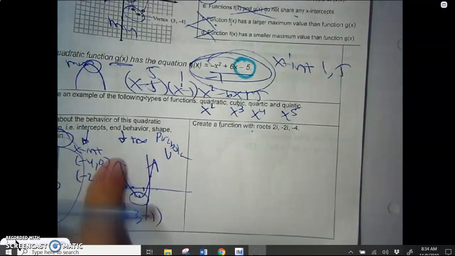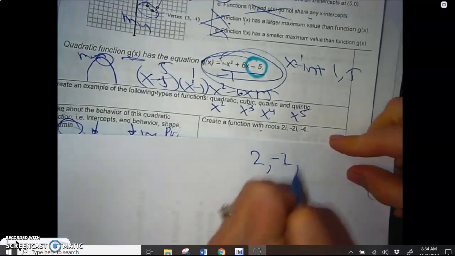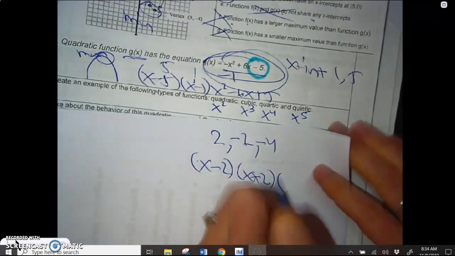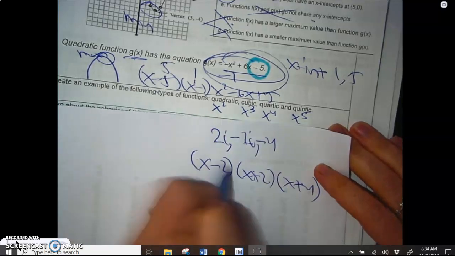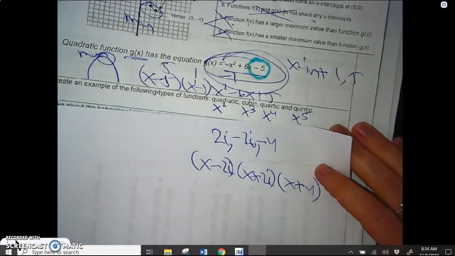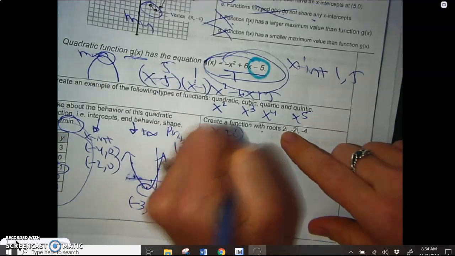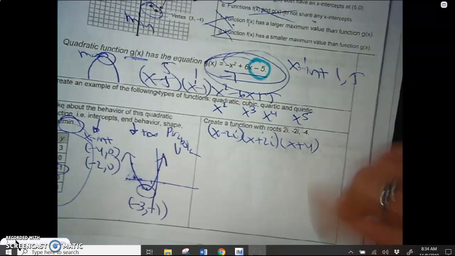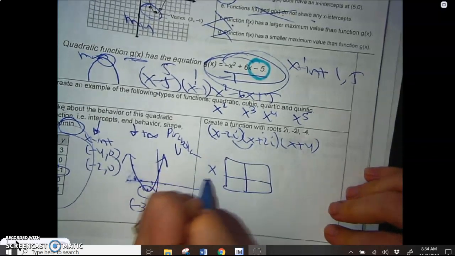All right, this one they want you to create a function with roots 2, -2, and -4. I bet you agree you'd go (x minus 2)(x plus 2)(x plus 4). The only difference is it has an i, so you just throw an i in there. Don't get intimidated. With that being said, (x minus 2i)(x plus 2i)(x plus 4). I'm going to box these two out. You could FOIL it, a rainbow bow.